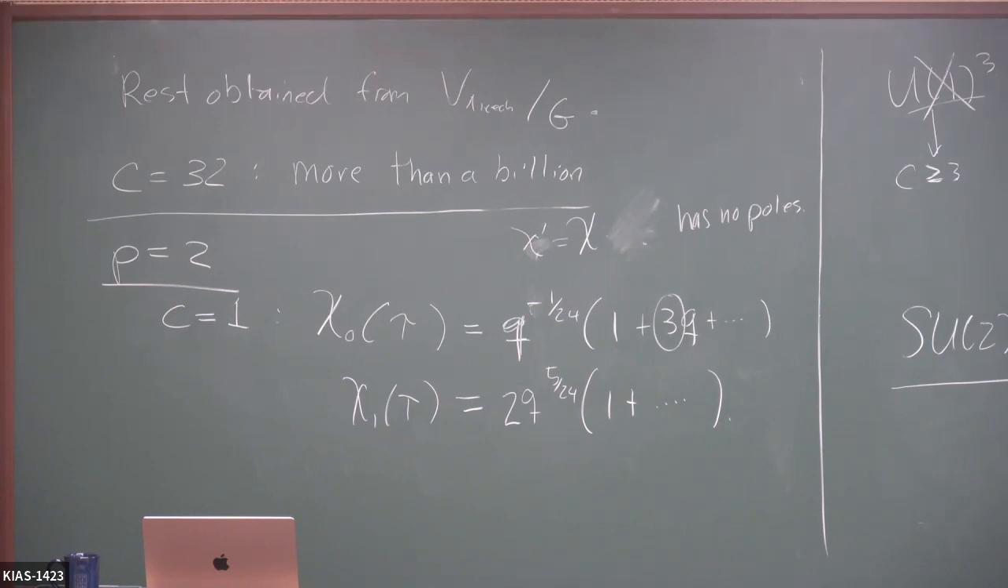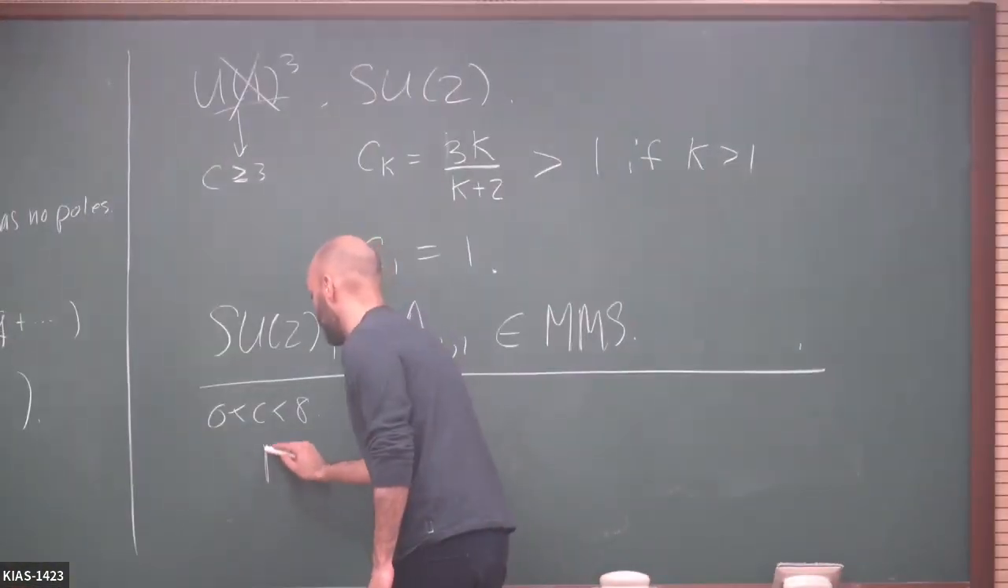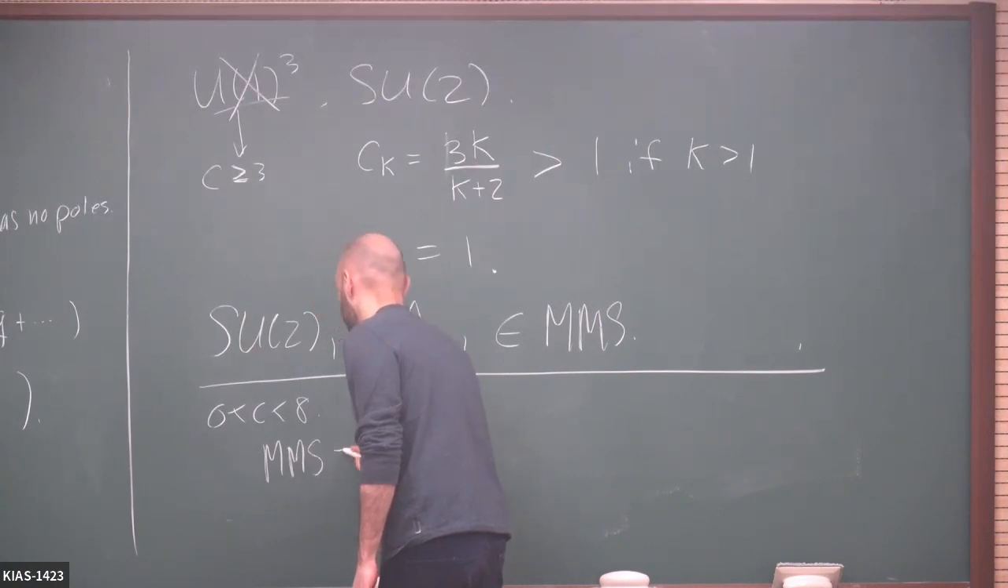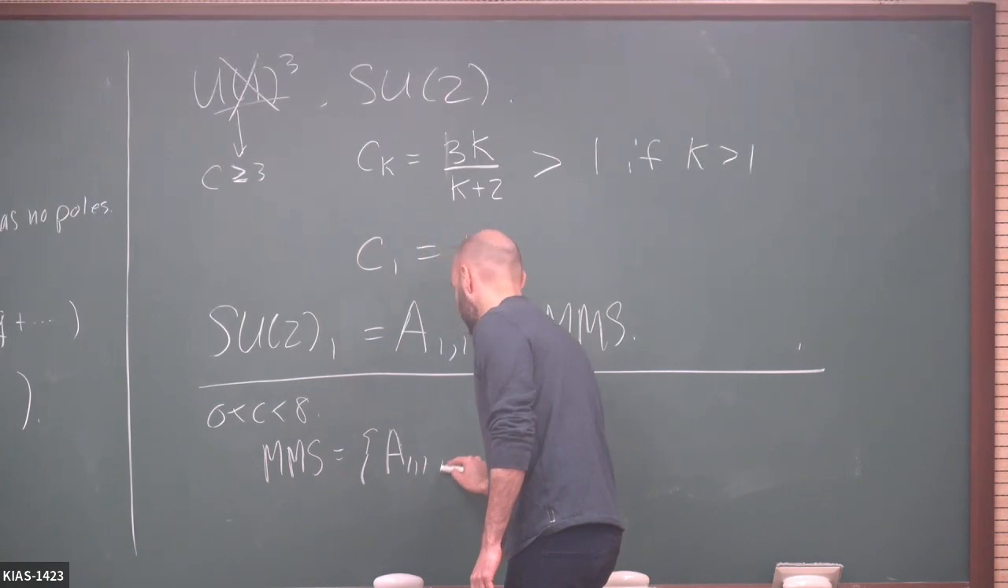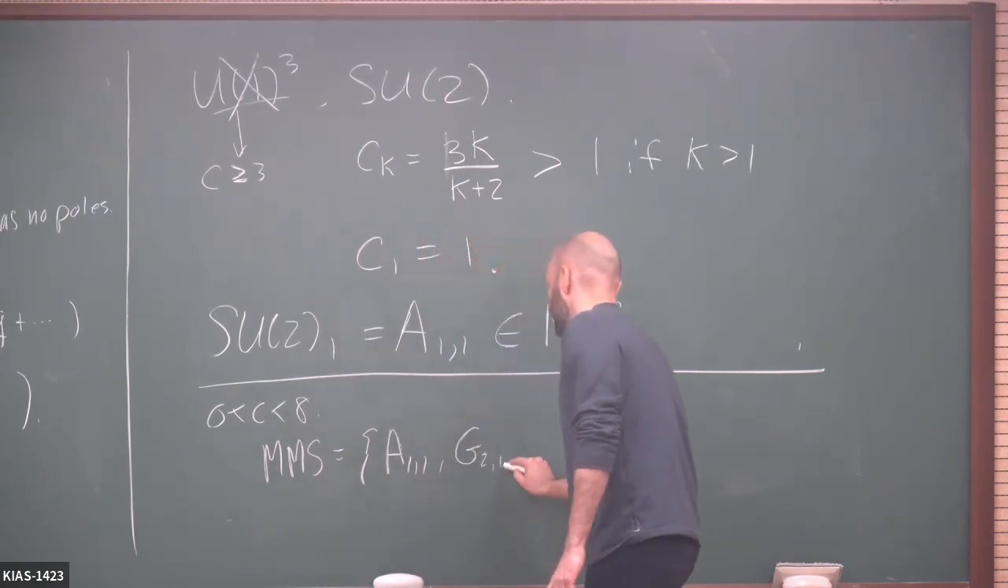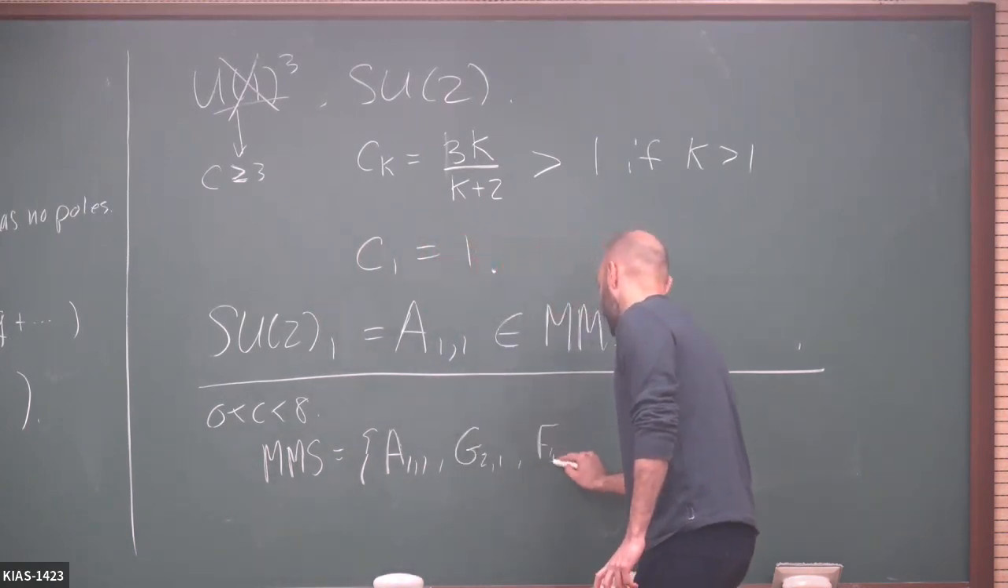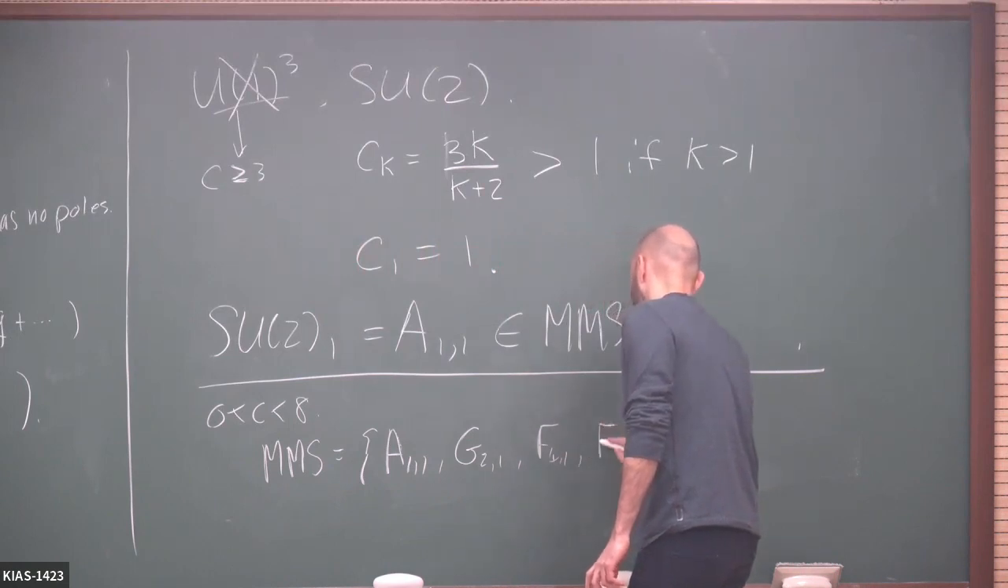So using arguments very similar to this, you can classify all theories in the range c from 0 to 8, and they're precisely these MMS theories that I was telling you about. So they're A11, which we just described, E21, F41, and E71.